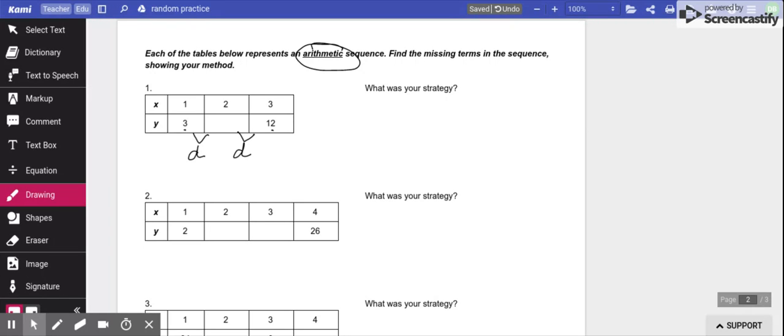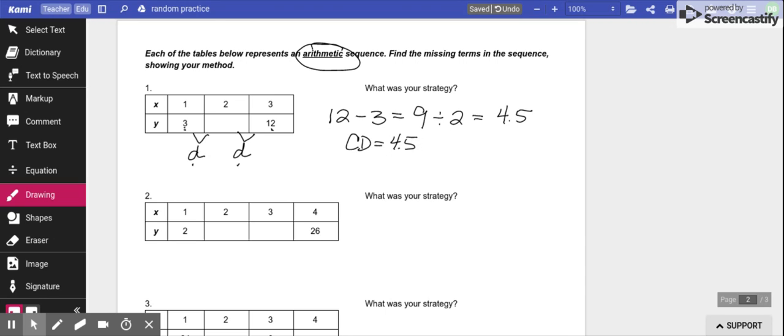So my strategy is I need to think how far apart is 3 from 12. So I'm going to go 12 minus 3, and that's going to give me 9. And 9 divided by 2, because I have 2 common differences, is going to give me 4.5. So I know my common difference is 4.5.